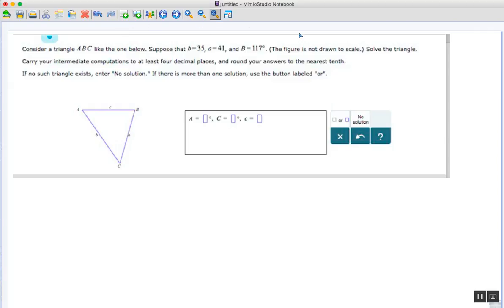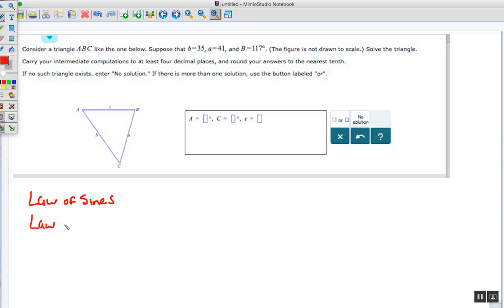Sorry, I lost my tool here for my pen, so let me get that pulled back up. You're either going to be using law of sines or law of cosines. I did send you a video on law of cosines, and I can also send you one for law of sines as well. So let's see which one we need first.